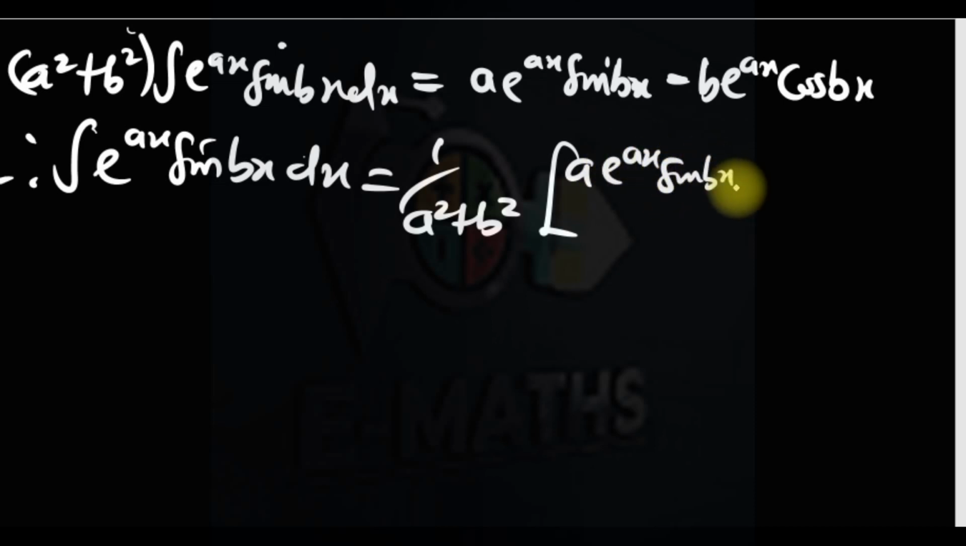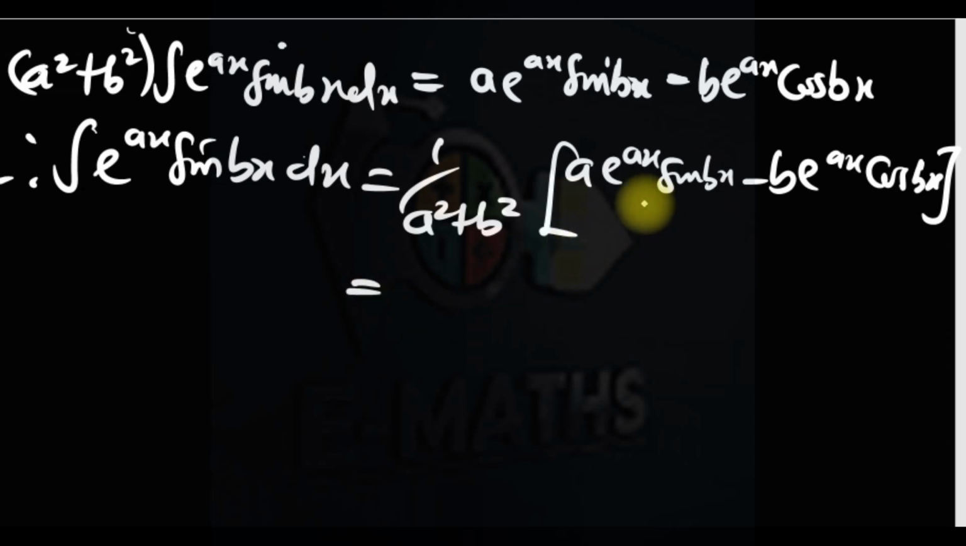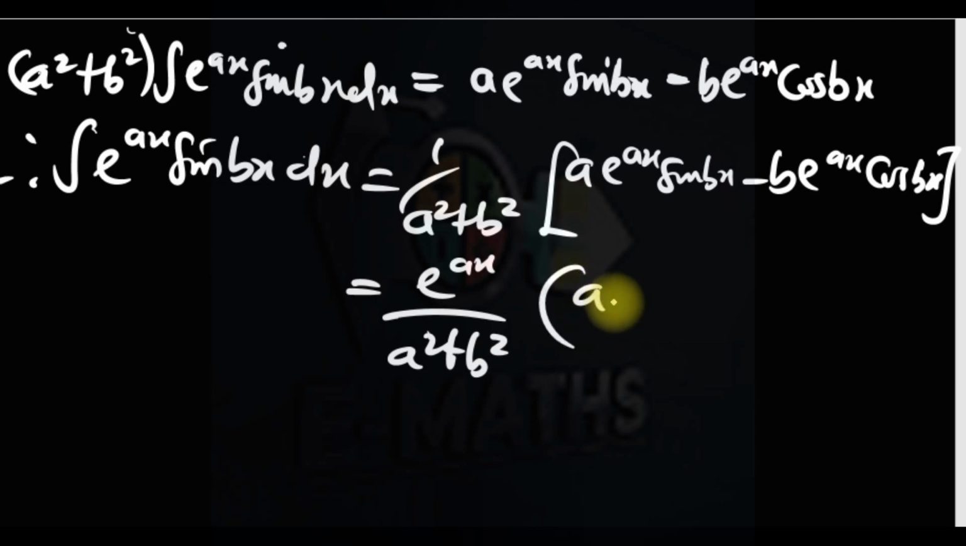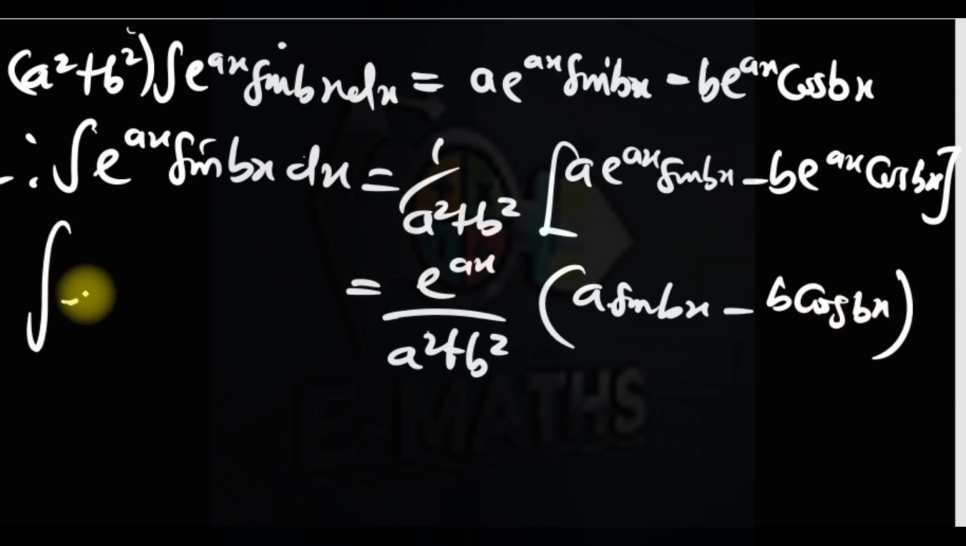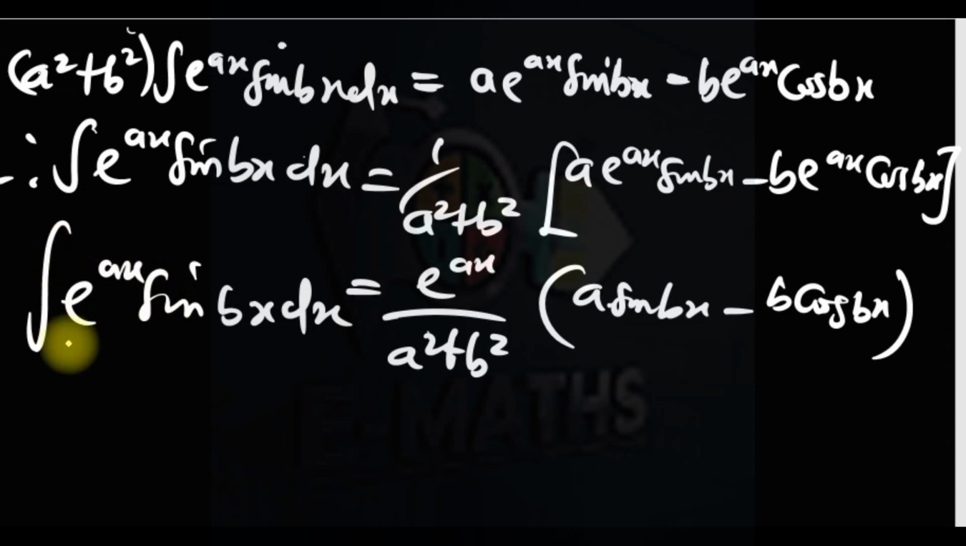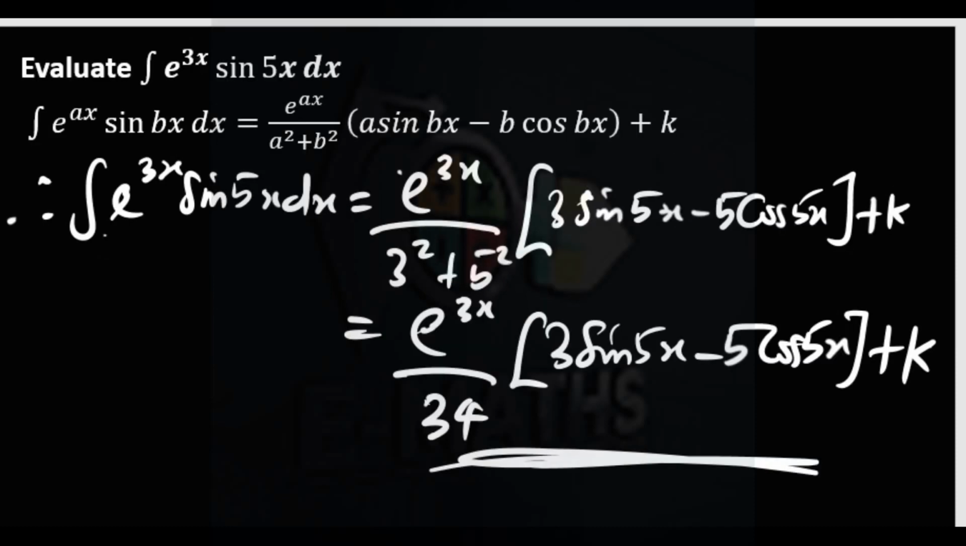a sine bx minus b e^(ax) cos bx. So finally, what is common is e raised to power ax, and that is what is here. So bringing it out, we have e^(ax) of a sine bx minus b cos bx. So I've proved that integral of e^(ax) sine bx dx is that. So whenever you're asked to integrate this, that's what you use. So that's why I used this very fast.